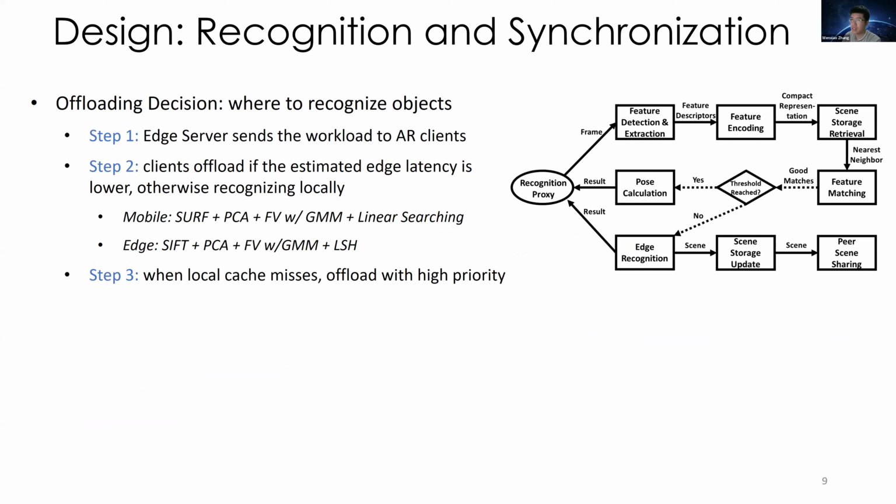So recognition is our most important design. Latency is lower, and send the request only if the estimated edge latency is lower. Otherwise, it would do local recognition. And step 3, when the local cache misses with the edge, the client would offload with a higher priority, so there's less queuing on the edge.